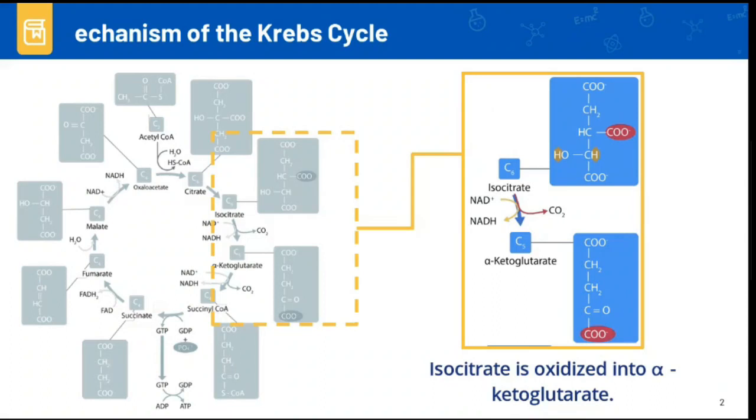Okay, or it's a 5-carbon molecule. So the oxidation of your isocitrate causes the release of carbon dioxide and the reduction of your NAD to your NADH. Or your NAD gained an electron, that's why it became NADH, or it underwent reduction. So this process is catalyzed by the isocitrate dehydrogenase.